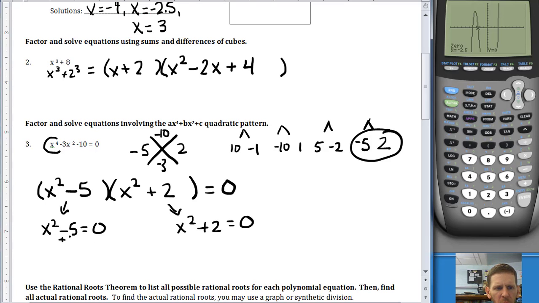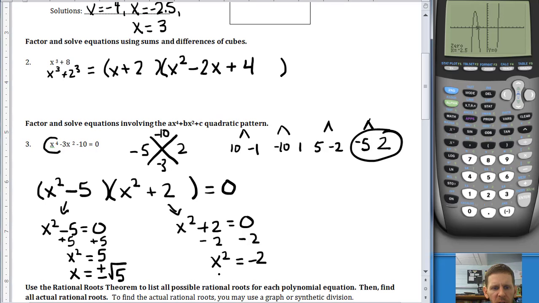In the first equation, we'll add 5 to both sides. When you do that, you get x squared equals 5. We're going to square root both sides. Don't forget, when you square root both sides, plus or minus square root of 5. In this problem, we're going to subtract 2 from both sides. We're going to get x squared on the left equals negative 2 on the right.